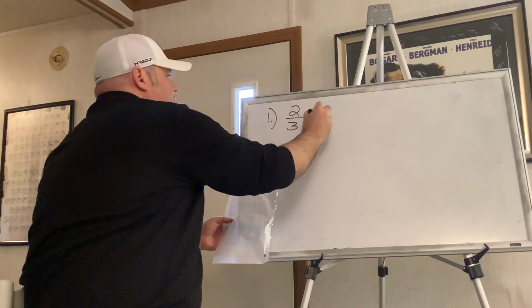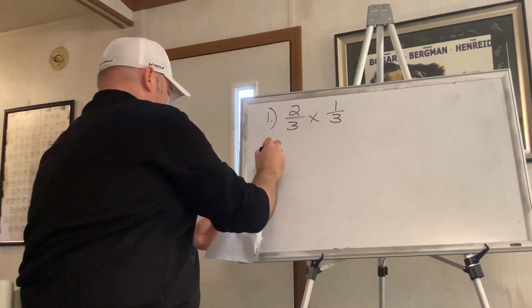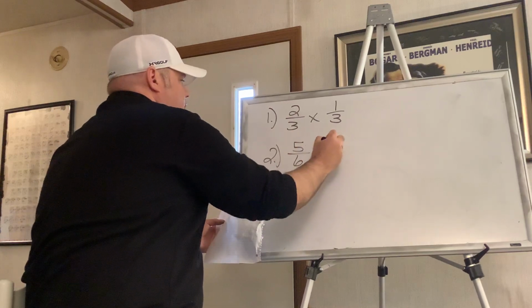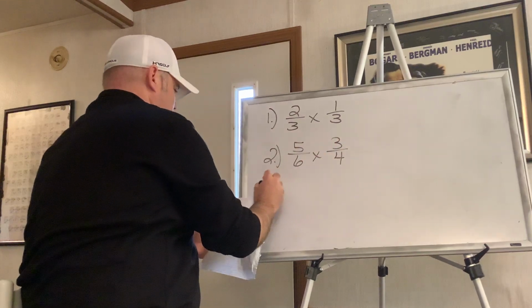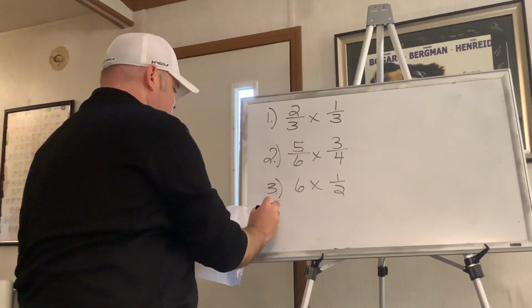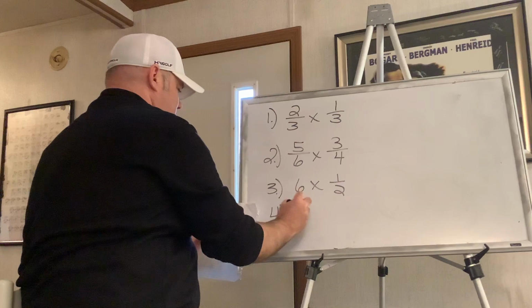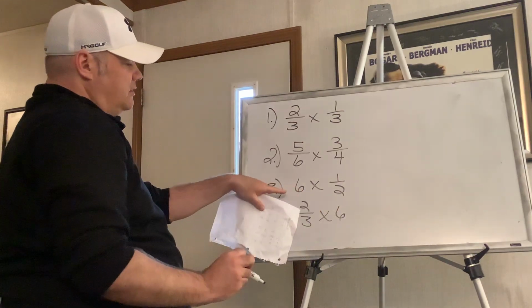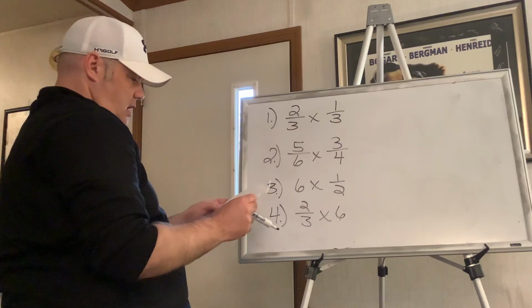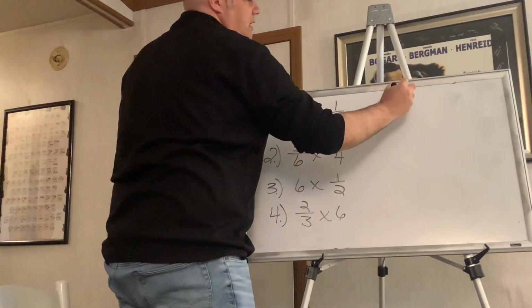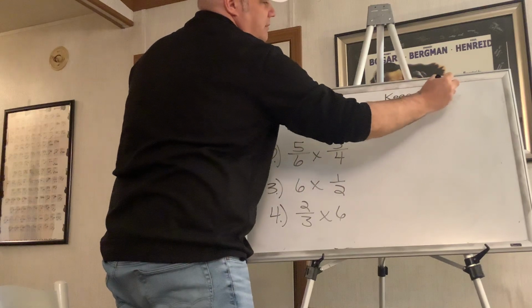2/3 times 1/3. 5/6 times 3/4. 6 times 1/2. These are all multiplication. These are not the keep, change, flip. 2/3 times 6. Remember, if they're whole numbers, to put them over 1. Then on these, you do the keep, change, flip. So these are going to be on these division problems.